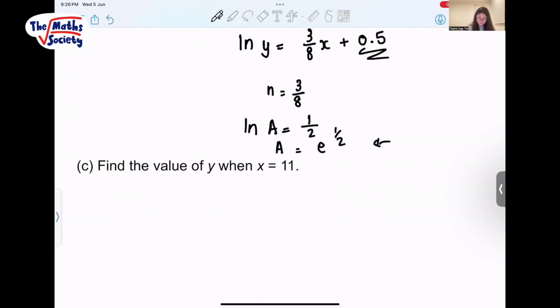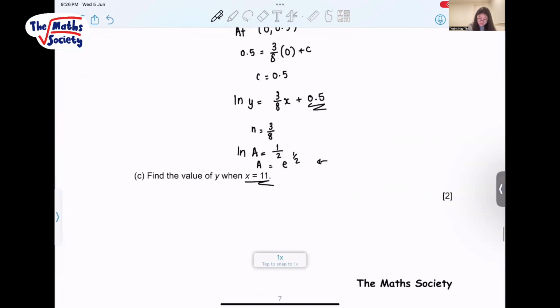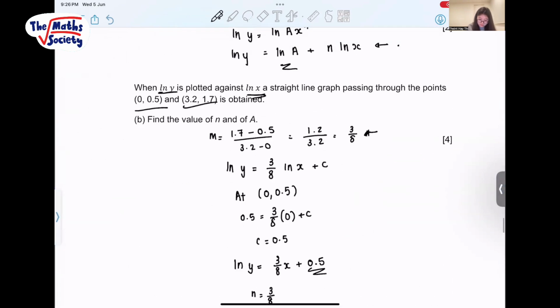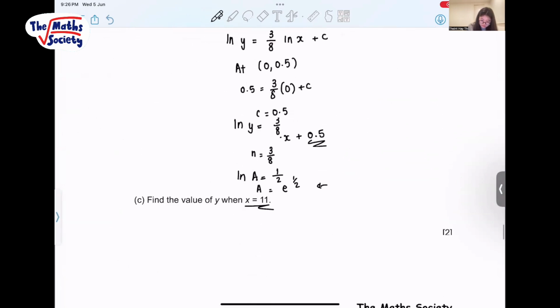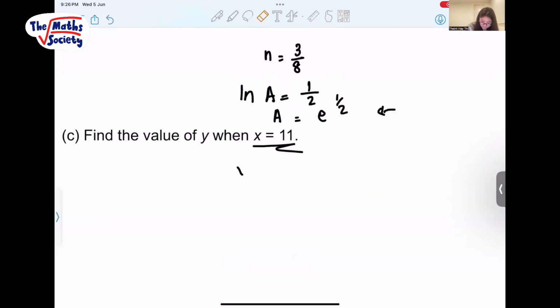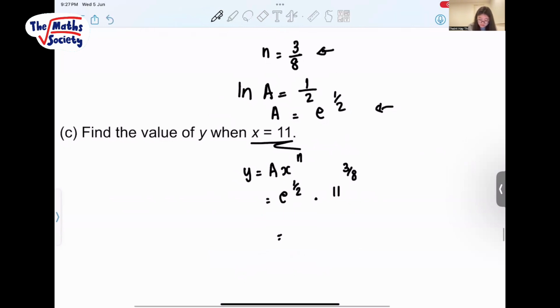Okay, so now you need to find the value of y1. x is equal to 11. So we were already given the equation y equals ax power n, yeah? And we know that a is equal to e power half, and x is 11, power n, 3 by 8. So it's e power half multiplied by 11 power 3 by 8, which would give you 4.05. And that should be your value of y.